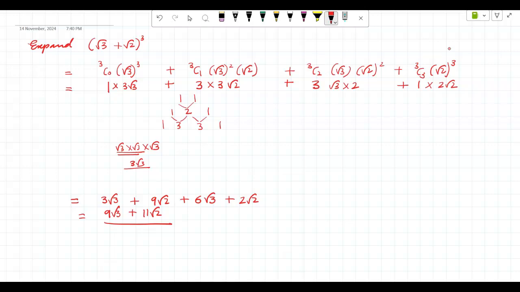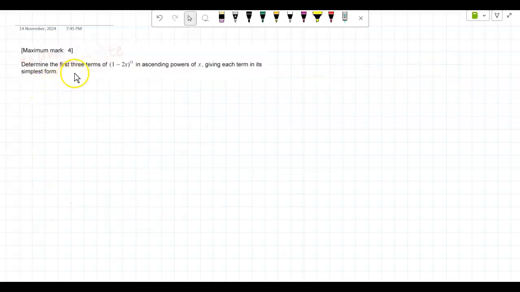Follow? So determine the first three terms in the expansion of this, paper 1. This is in ascending order. But you should know the concept, giving the answer in the simplest form. Okay, use paper 2, fine. You can use paper 2 also. You can use your calculator too.